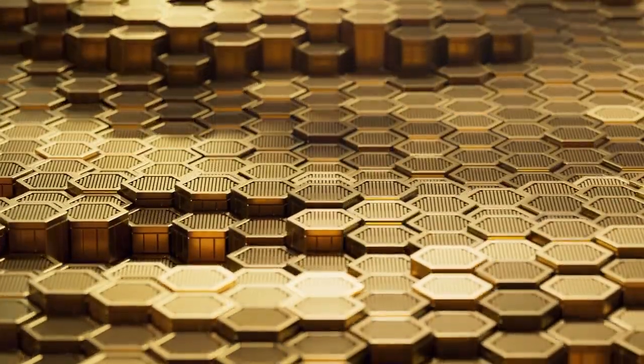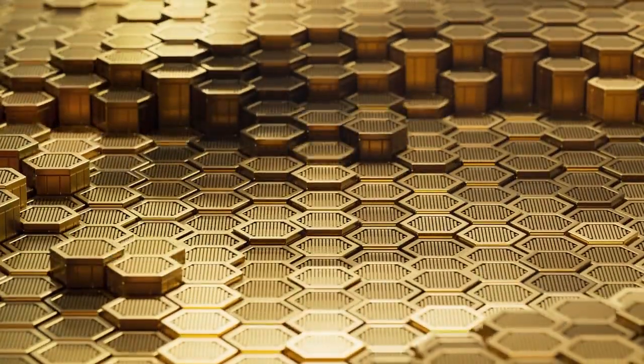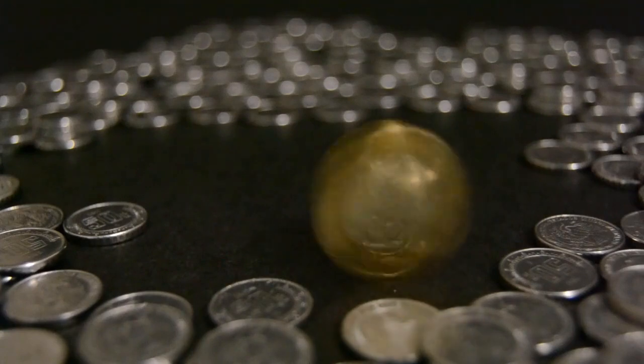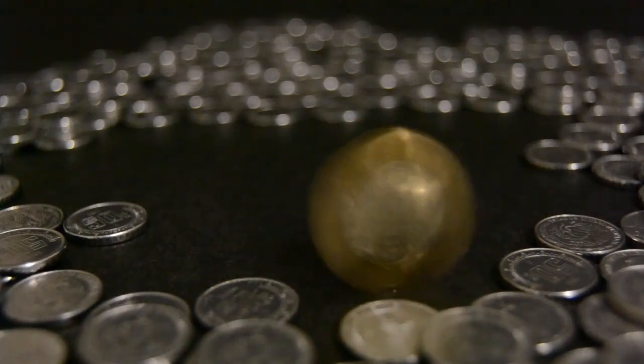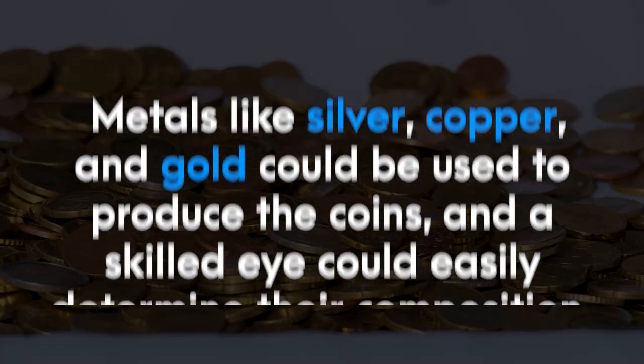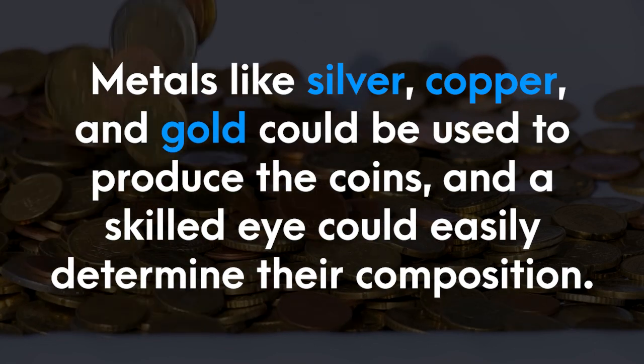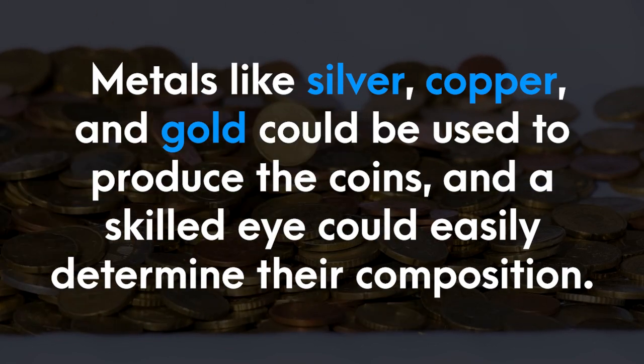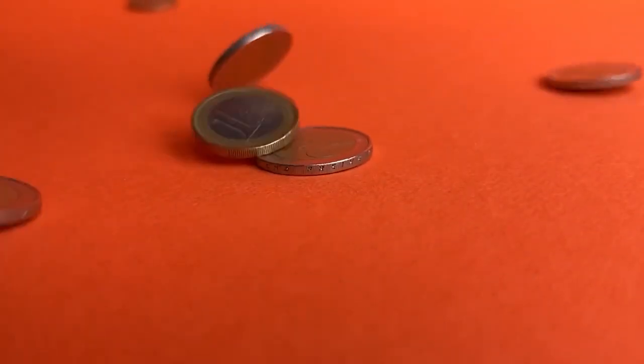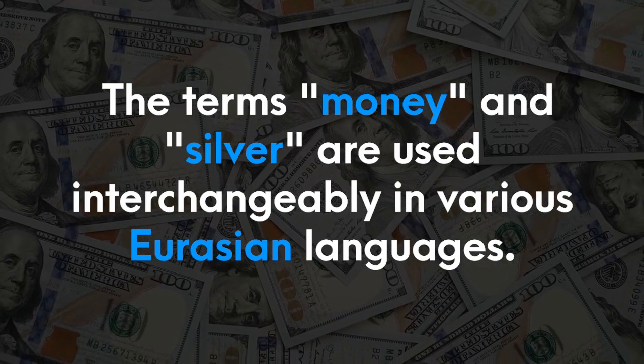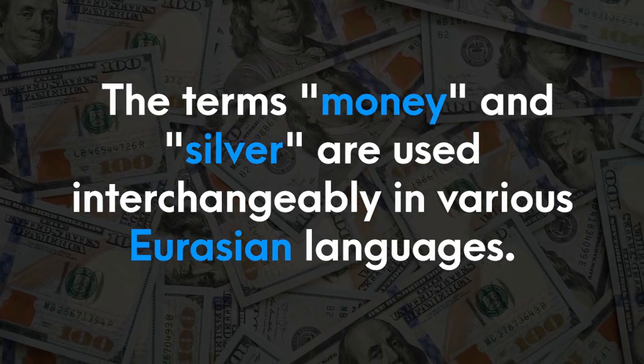People weren't afraid to employ metals in their cultures since they had intrinsic material worth. If foreign civilizations had no use for the money, the metal coins could still be sold. Metals like silver, copper, and gold could be used to produce the coins, and a skilled eye could easily determine their composition. Gold and silver coins were extremely prevalent in Europe over time and were used for numerous centuries. The proof is in the pudding. The terms money and silver are used interchangeably in various Eurasian languages.